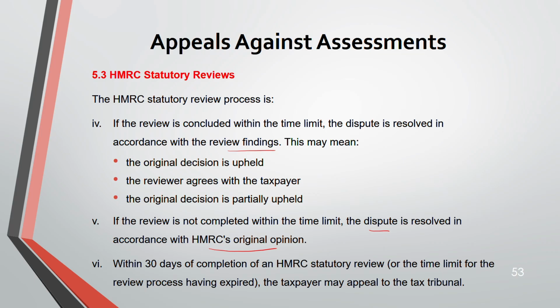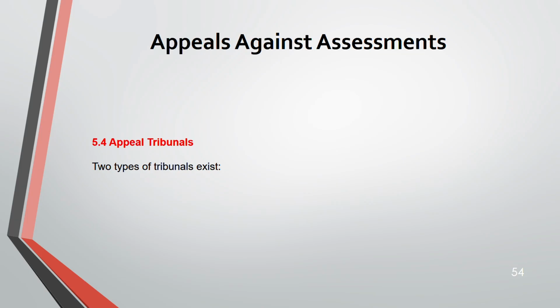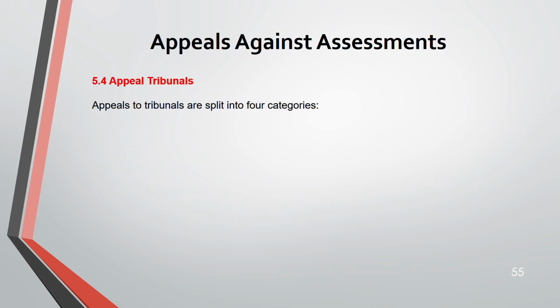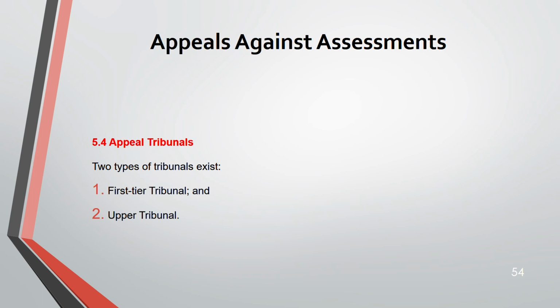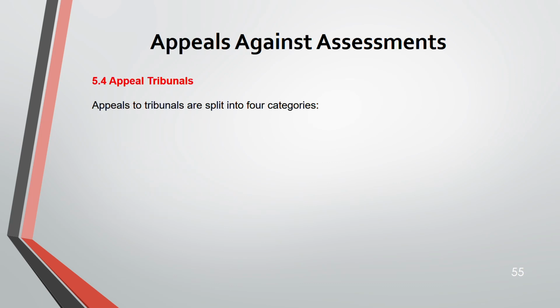Within 30 days of completion of the statutory review, the taxpayer can appeal to the tax tribunal. Remember, they have to wait for the completion of the HMRC review. Then only they can appeal to the tax tribunal. There are 2 types of tribunal: first tier and second, upper tribunal. Mostly everything goes to the first tier. Upper tribunal is for more complex cases, okay?